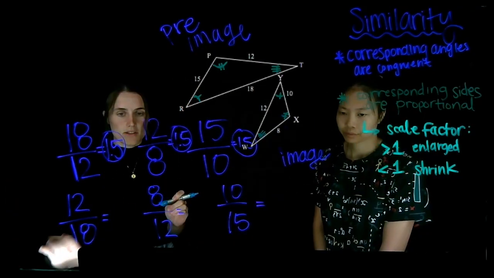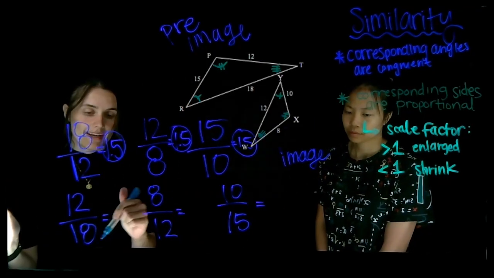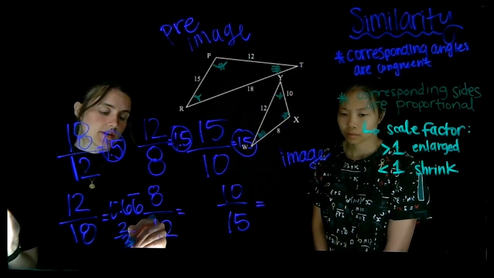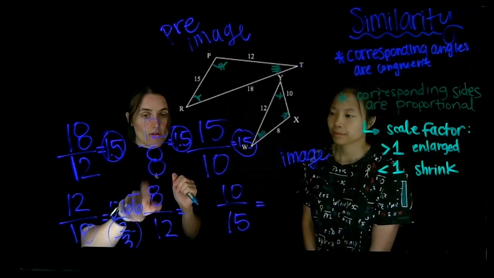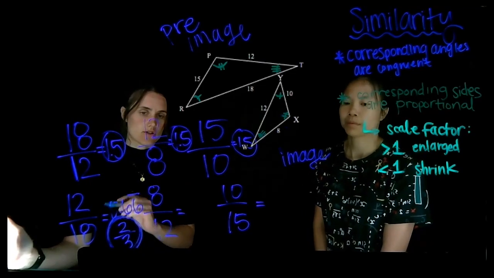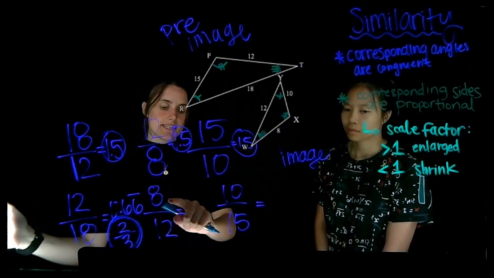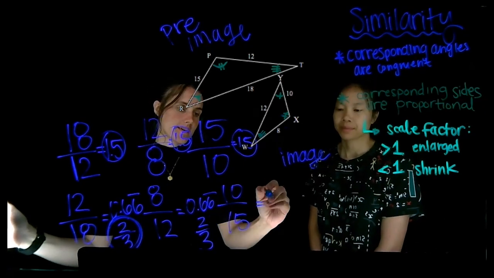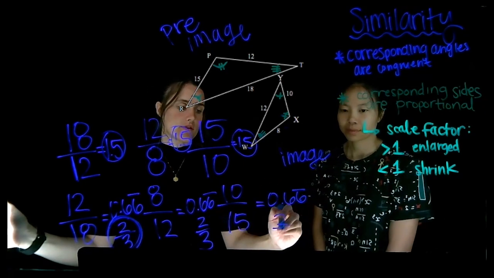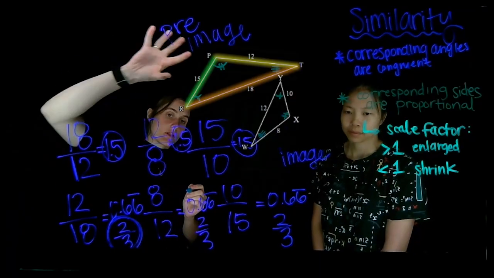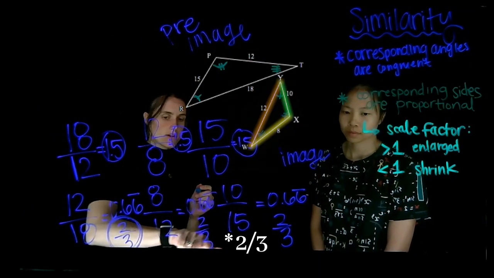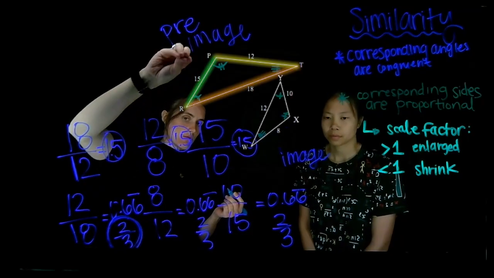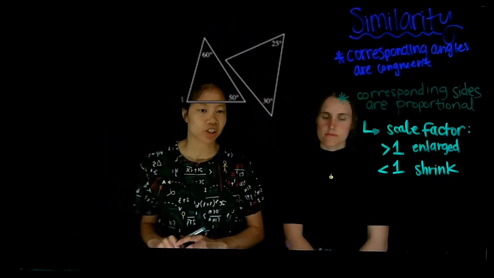If we solve each of these fractions, 12 divided by 18 is going to be 0.66 repeating, or leave it as 2/3. In Desmos, if your decimal is repeating or is going to go on forever, you have to write it as a fraction because it won't accept the rounded decimal. 8 divided by 12 is 0.66 or 2/3, and 10 divided by 15 is 0.66 repeating or 2/3. So my scale factor, if I want to go from the larger image to the smaller image, is going to be 2/3. And that makes sense because this scale factor is less than 1, which means that I'm taking my pre-image and I'm shrinking it.